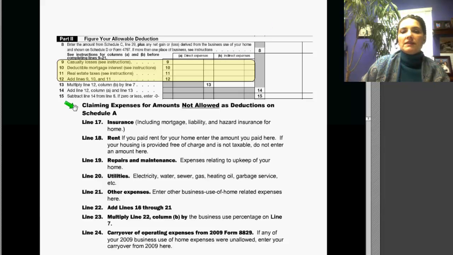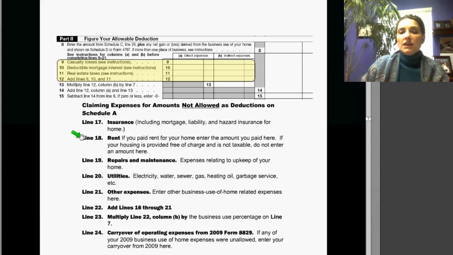Claiming expenses for amounts not allowed as deductions on Schedule A. The first line, that would be an item that you would claim as a home office expense that you're not allowed to claim on Schedule A, is insurance. And this includes mortgage insurance, liability, and hazard insurance for the home. But do remember that mortgage insurance that meets the test for qualified mortgage insurance is treated as an interest expense and is allowed on Schedule A. But other types of mortgage interest, for example, if your income is too high, would be disallowed on Schedule A.